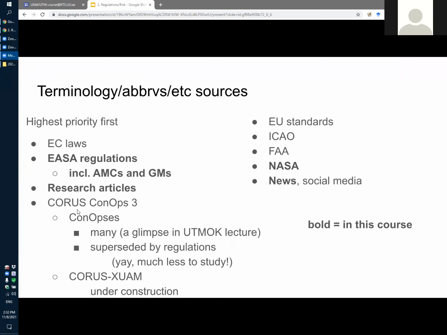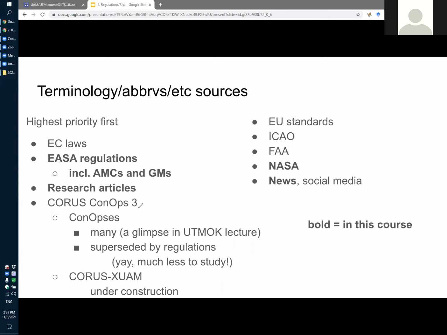Then there are different concepts of operations. In particular, there was, it's finished now, the project Concept of Operations for European New Space, or something, CORUS. They have the concept of operations. They have several versions. The third one is the final one, very well thought out.